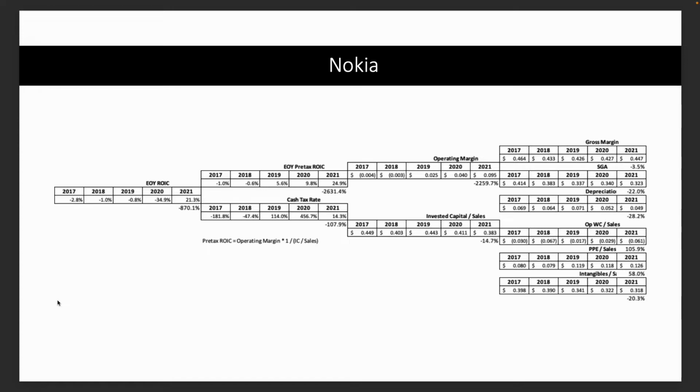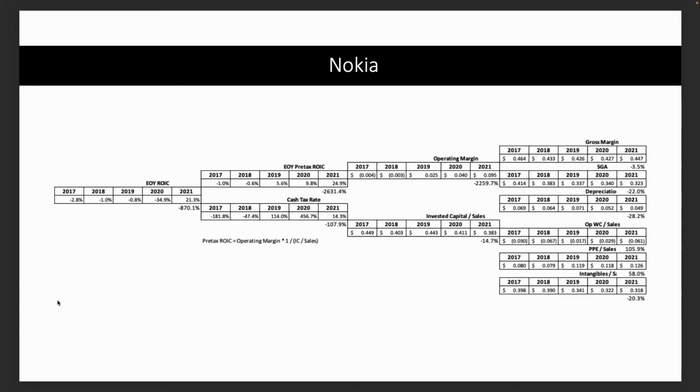And if we look at the compression, we can see that it compressed immediately. Between 2017 and 2018, it went from 46% gross margin to a 43% gross margin. They improved slightly in 2021 from 43 to 45%, but it's still lower than when they started in 2017. So it wasn't the gross margin that helped their operating margin.